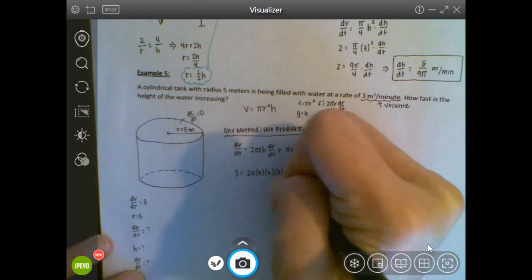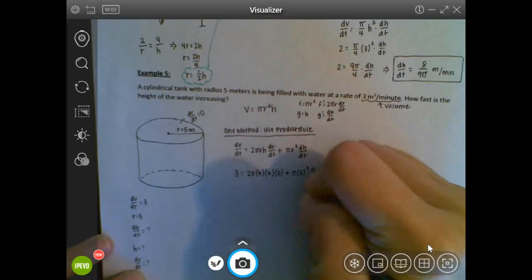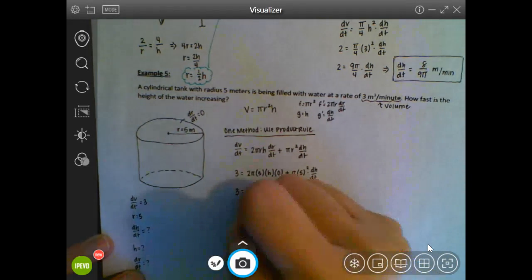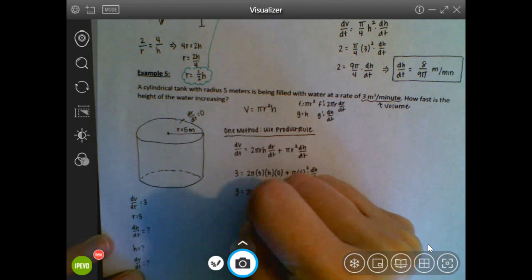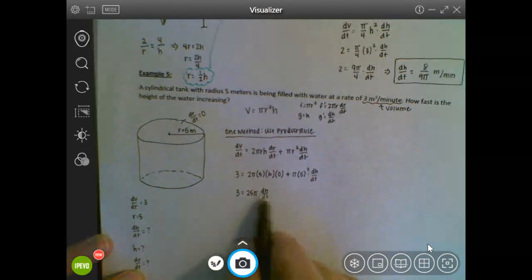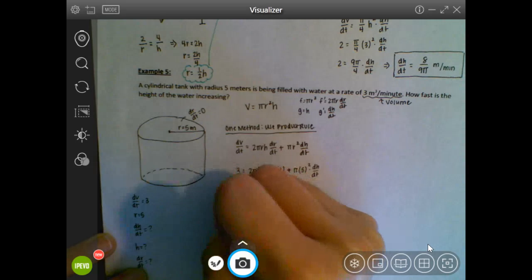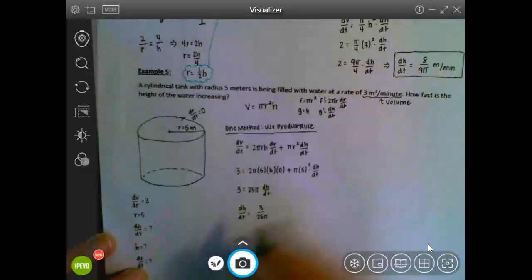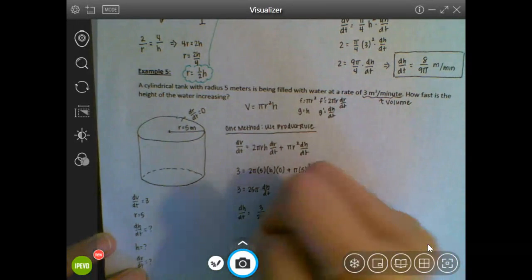Over here, we have pi times our radius of 5 squared, and we know that we're looking for dH/dt. So what we end up simplifying is just 3 is going to be equal to 25 pi dH/dt, and then we can divide by 25 pi on each side. So our dH/dt would end up being 3 over 25 pi. And then since this is just a height that's changing, again, that's just a length or a distance, our units would be meters per minute.